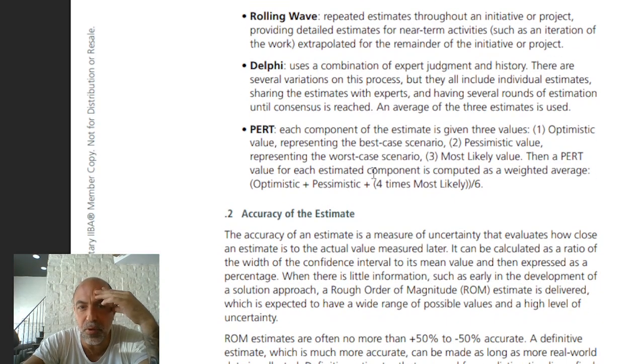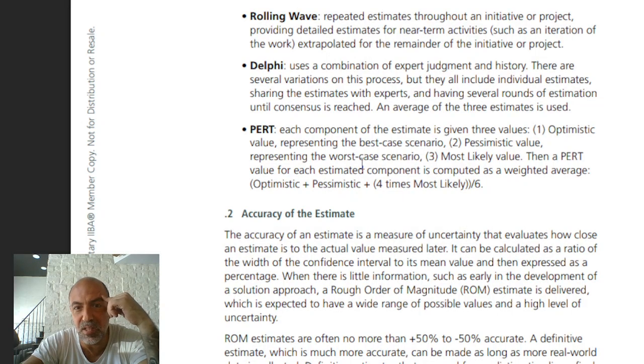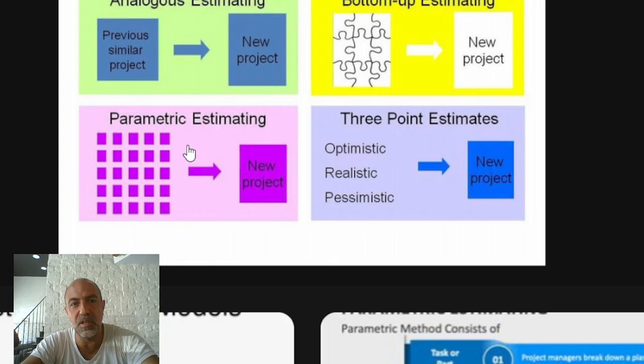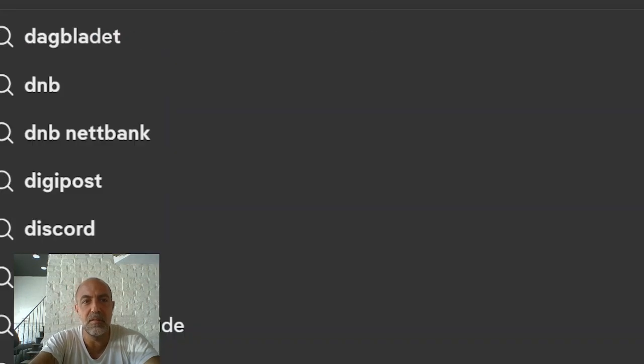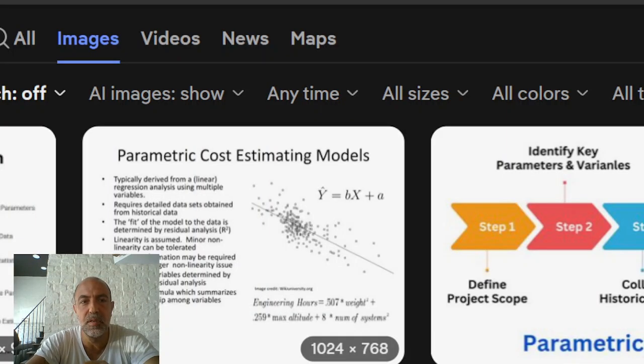And the PERT, each component of the estimate is given 3 values, optimistic. Oh, so the PERT is this one. The 3-point system is the PERT. I don't know what the Delphi is. Let's Google it. Delphi estimate system.